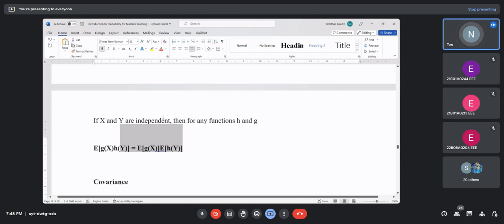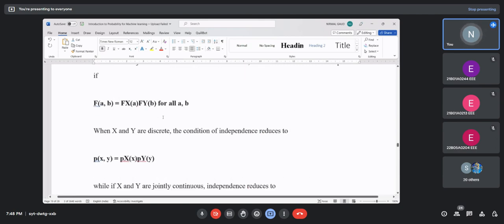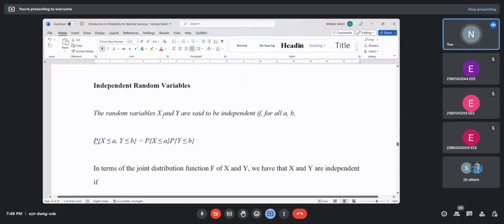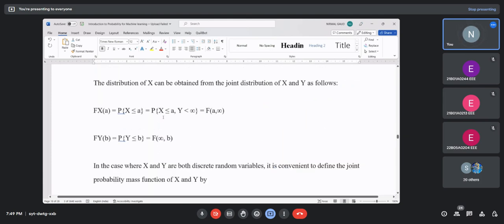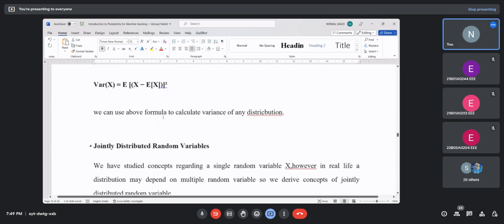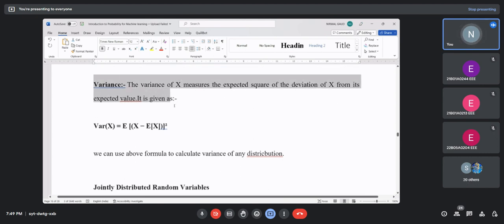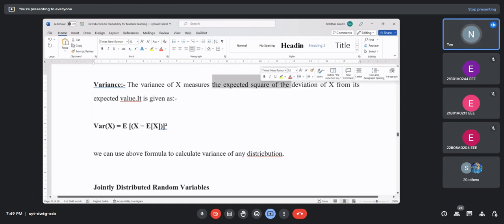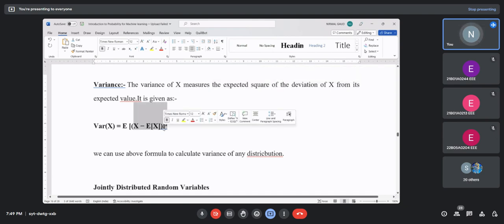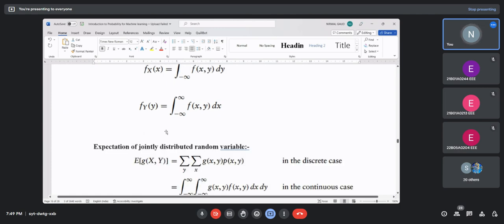Now, important things. Previously we discussed variance, and we came to know that variance is a deviation: the expected square of the deviation of x from its expected value. That is the difference of the square which we calculated.